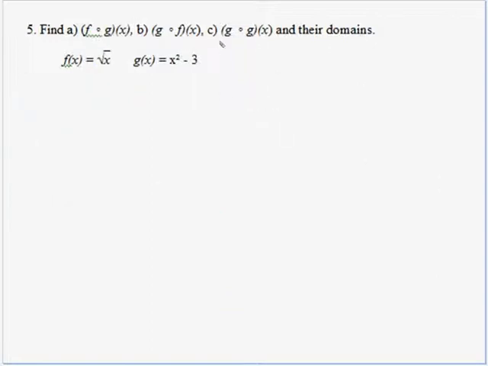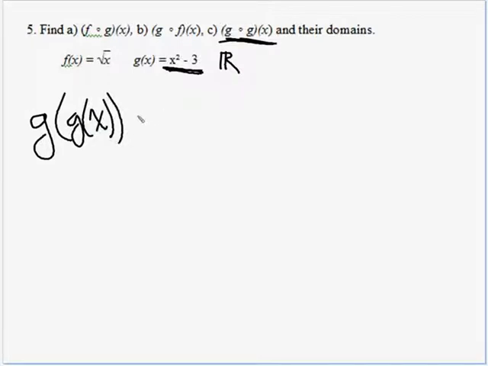The last one is g compose g. The g function by itself has a domain of all real numbers. When we compose it with itself, again, the domain is all real numbers. This composed one, g compose g of x, will also have a domain of all real numbers.